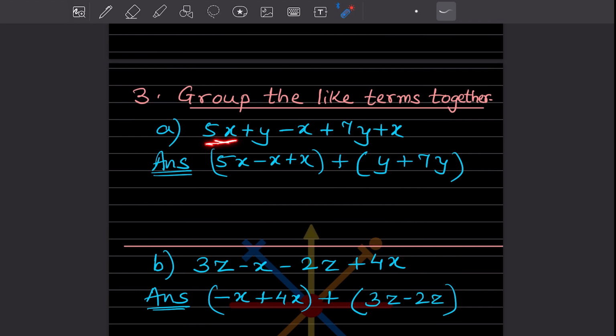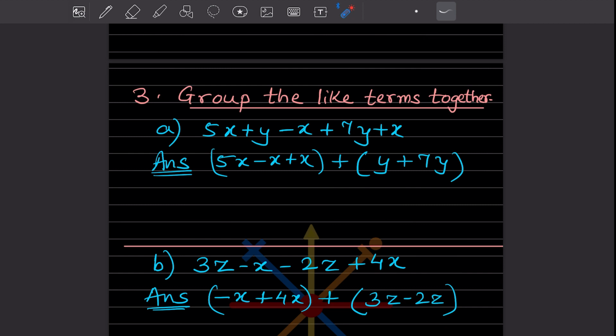We can see here x, here also x, and here also x. Okay, so we are going to put a separate bracket, bring it together. Because they have said bring it together, here we are going to put an addition sign. So this is one bracket because these all are x. Then what remains is y and y. So we are going to bring these together and put here y and y. Okay, and we don't have to solve it further.